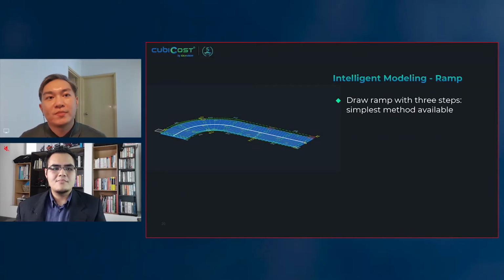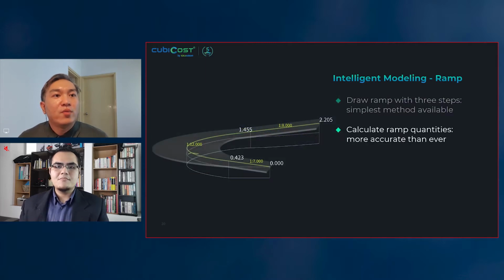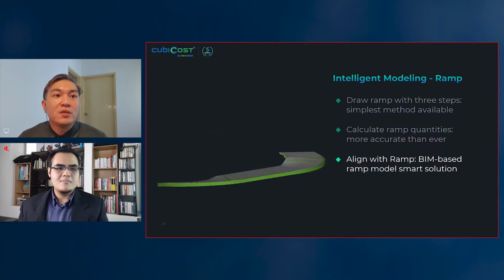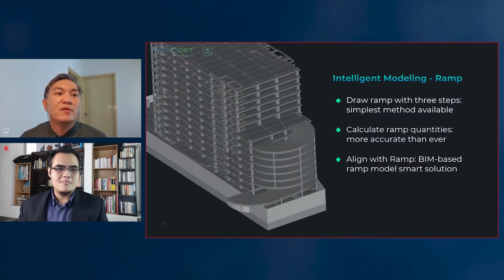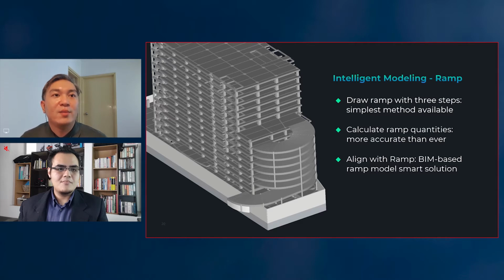So in short, draw ramps with 3 steps. This is, I think, the simplest method of modeling ramps in the current market. And the ramp quantities can be calculated accurately and entirely. Meanwhile, the align with ramp function helps to deal with all the ramp related elements. Now developing this kind of complicated ramp in a 3D model is not an issue anymore.